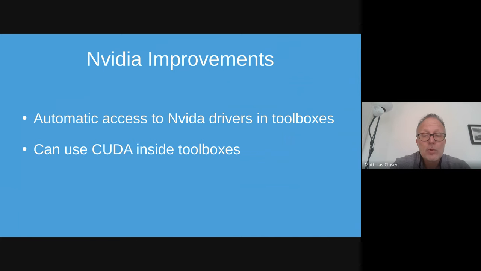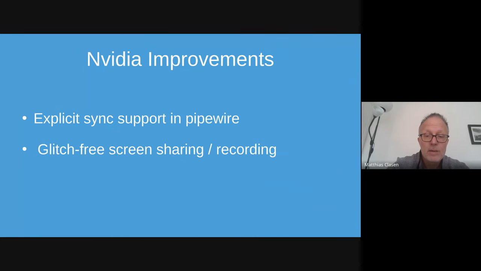We've also improved the toolbox support. The NVIDIA drivers will be available in your toolboxes if they are installed on the host system. This means that you can just install the CUDA toolchain inside your toolbox and it will just work, hopefully. Lastly, PipeWire has gained support for explicit sync, and Mutter is using that for screen sharing and screen recording. The upshot is that you should see fewer glitches in screen sharing and recording on NVIDIA, since the NVIDIA driver requires explicit sync.